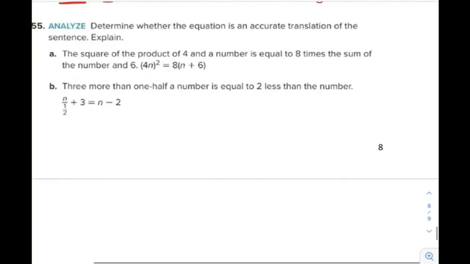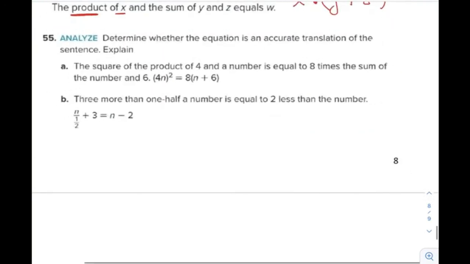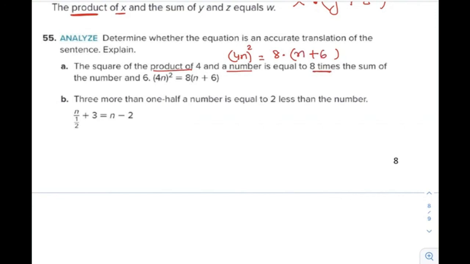Let's see here. Determine whether the equation is an accurate translation of the sentence. The square of the product of 4 and the number. So we have a product first of 4 and a number. Let's say it's n. And then the square of this product. So we will square it, we'll raise it to the power 2, is equal to 8 times the sum of the number, same number, which is n, and the 6. So this is correct.